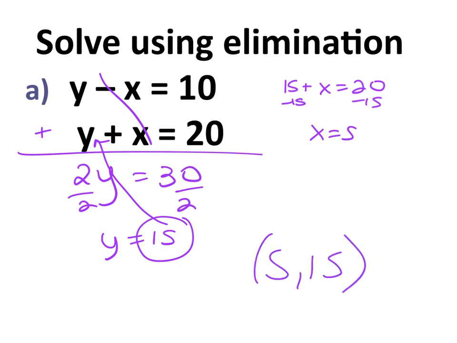And again, I can check all of these answers by taking them and plugging them back in. They'd have to work for both. And you obviously don't want to do that unless you know you have extra time. But here it would be 15 minus 5, that equals 10. And here it would be 15 plus 5, and that equals 20. So that's an easy check.